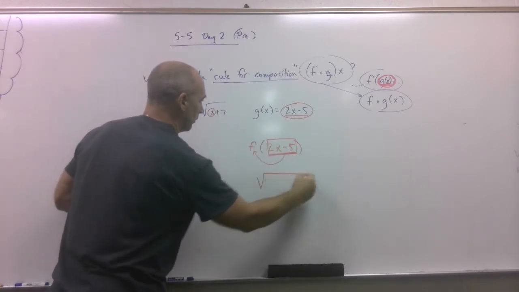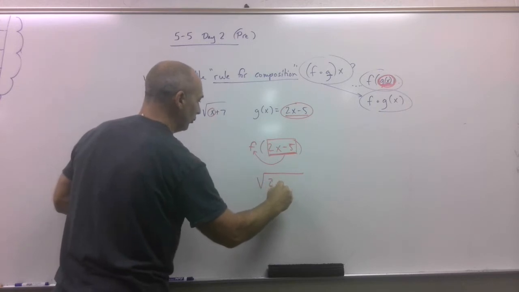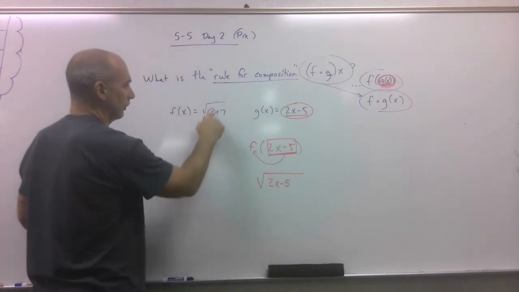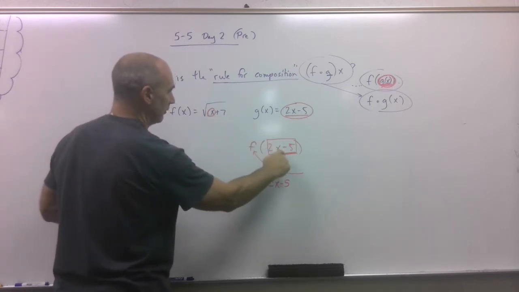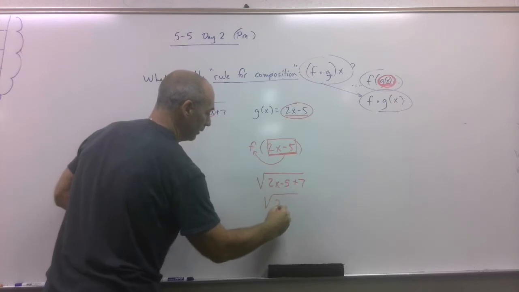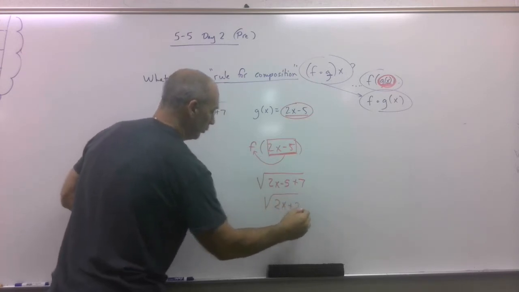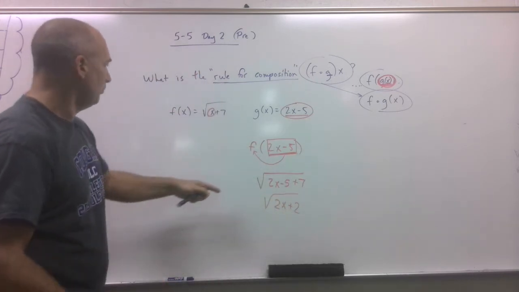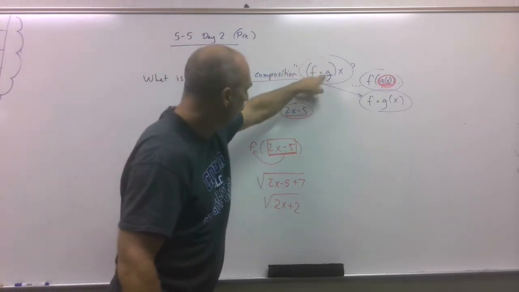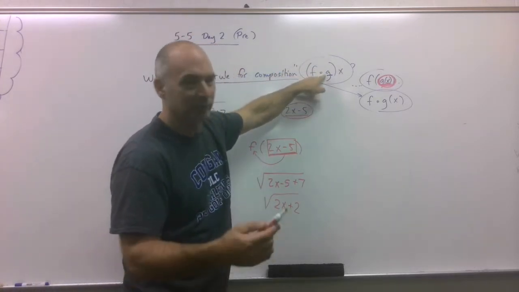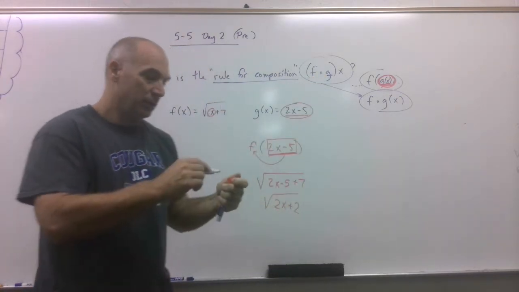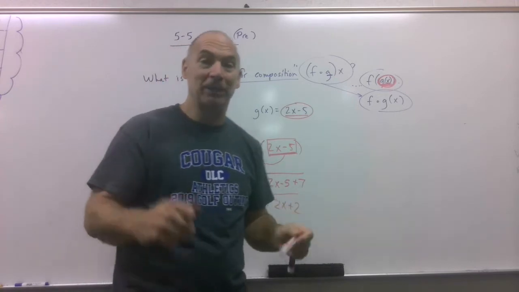So I get the square root of 2x minus 5. That's the x. I just took that out, replaced it with this. Then there's the plus 7. And then you're just going to reduce it. 2x plus 2. So this is the rule for composition. Boom, f of g of x. That's how you would say it, f of g of x. Okay, that's the rule. You're just kind of plugging things in, basically.